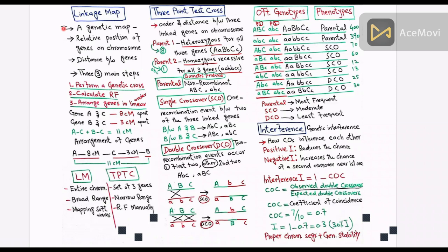Assalamu alaikum. Today we will discuss linkage map, 3-point test cross and interference. So let's start. What is linkage map? Linkage map, also called a genetic map. It shows the relative positions of genes on a chromosome and also helps to visualize the arrangement of genes and the distance between the genes in terms of genetic recombination.